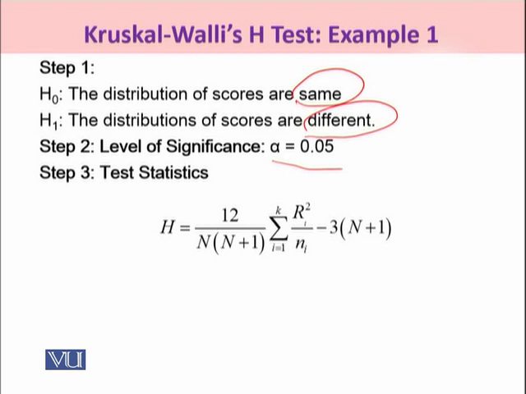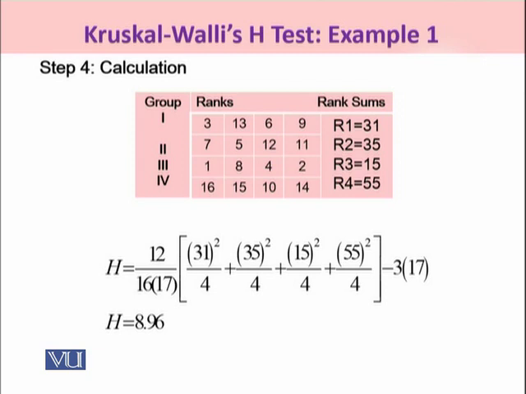So under H, we have 12 over n into n plus 1, summation Ri square over Ni, minus 3 into n plus 1. So this is a computationally relatively simple formula that we are going to consider under the Kruskal Wallis H test. Now students, the next thing we would have to follow is the calculation.